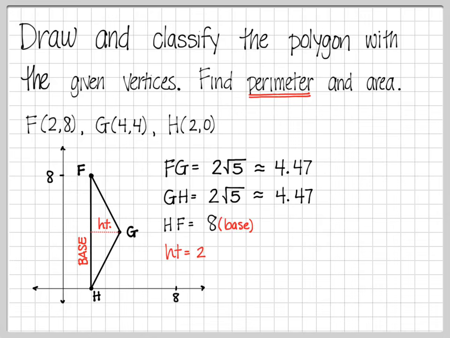And we call that our base, and we can count the squares again to find our height, which is 2. So we have two ways now to actually prove that this is an isosceles triangle. So we're very firm in our knowledge that it's an isosceles triangle.